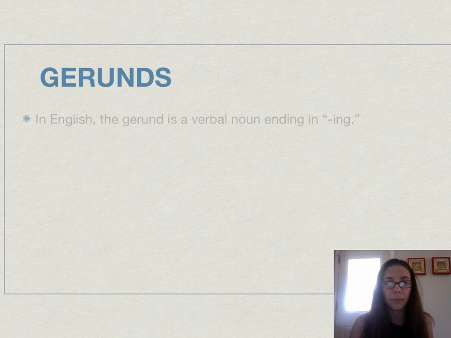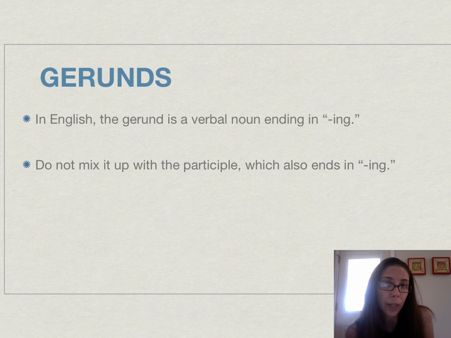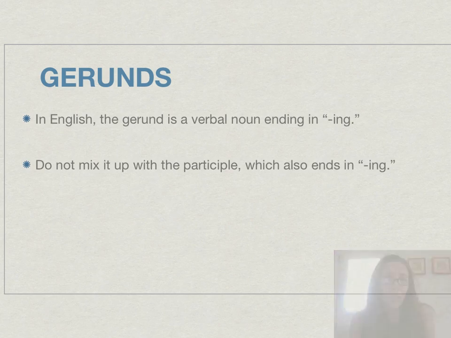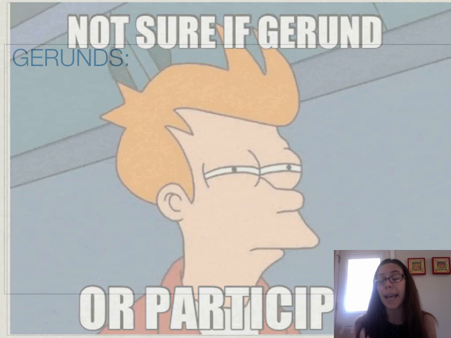So I'm going to start off with English gerunds. In English, you already know this. The gerund is a verbal noun that ends in ing. But the trouble is that participles in English, at least the present participle in English, also end with ing. And that can leave us feeling a little bit uncertain. Maybe we are not sure whether it's a gerund or participle. The thing to do is to develop a test.